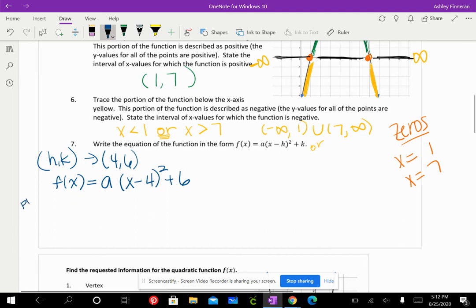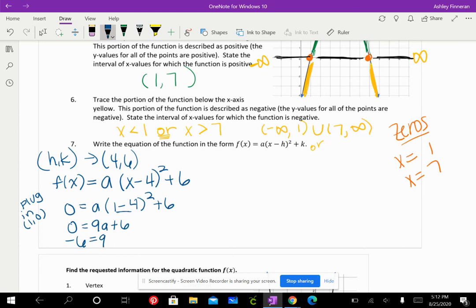So I'm going to plug in any point. I chose 1, 0. So the y value is 0. The x value is 1. Now I'm going to solve for a. So 1 minus 4 is 3, squared is 9. And I'm going to subtract 6. And then divide by 9, which is negative 6 over 9, which is negative 2 over 3. So that tells me that my function is negative 2/3 times x minus 4 squared plus 6.